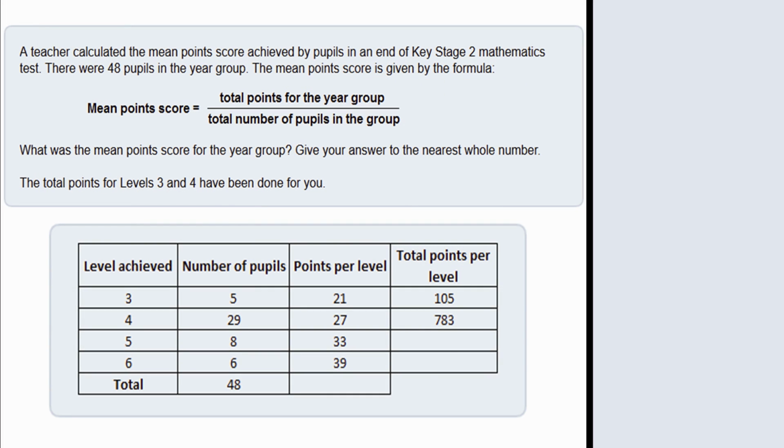In this question we are asked to find the mean point score for the year group, and we are given this formula here. So all we need to do is use this formula to work out the answer. Now the problem is, we don't know the total points for the year group, but we do know the total number of pupils in the year group. That's given to us in the question, that there are 48, but we can also see that from the table here under the total that there are 48 pupils.